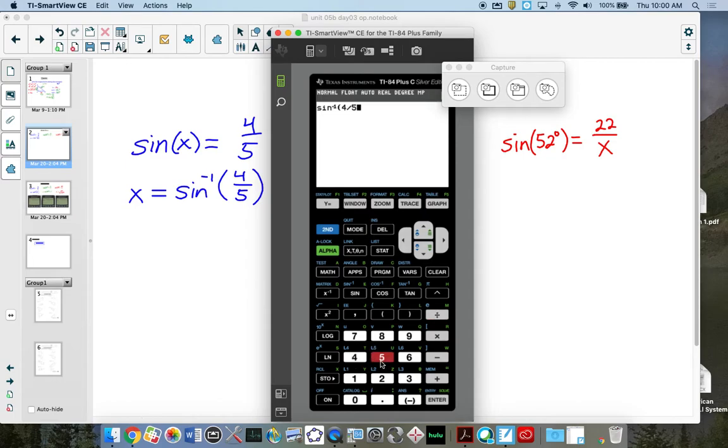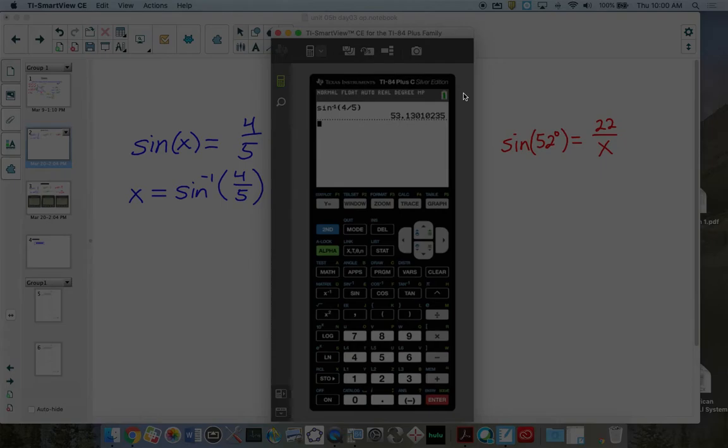By the way, if you don't have a calculator at home and you're trying to use one on the iPad and you can't figure out how to do the inverse sine or cosine or tangent, I just put a video in last night which will kind of help you figure out how to use a calculator on your iPad. Alright, inverse sine of 4/5, 53.13. Coincidence? Maybe not. We'll talk more about that later on.